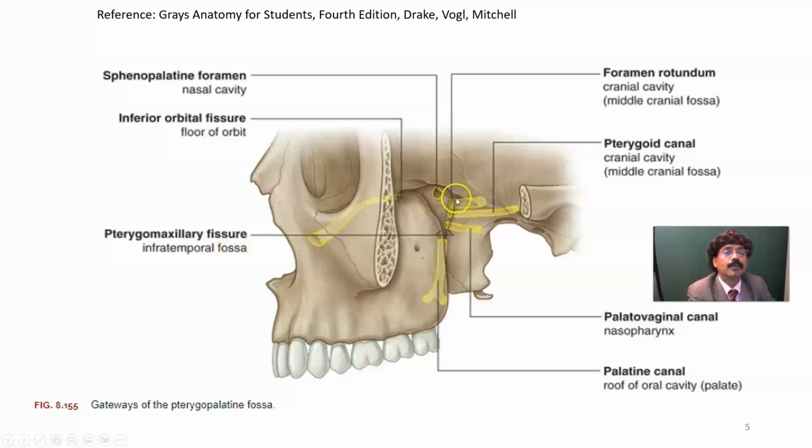And posteriorly, we have three openings. One, foramen rotundum, to the middle cranial fossa. Then the pterygoid canal to the middle cranial fossa. This is the palatovaginal canal, which communicates with the nasopharynx. Then the palatine canal to the roof of the oral cavity. These are the communication gateways of the Pterygopalatine fossa.